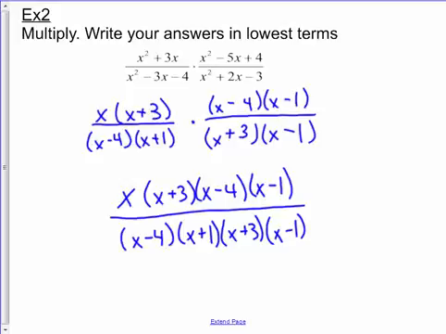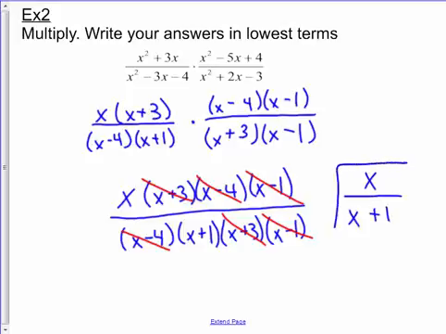Now I'm going to start looking at what is the same on the top and bottom. Well, x minus 1, x minus 1, x plus 3, x plus 3, and the x minus 4 and the x minus 4. So what am I left with? On the top, just an x. On the bottom, x plus 1.